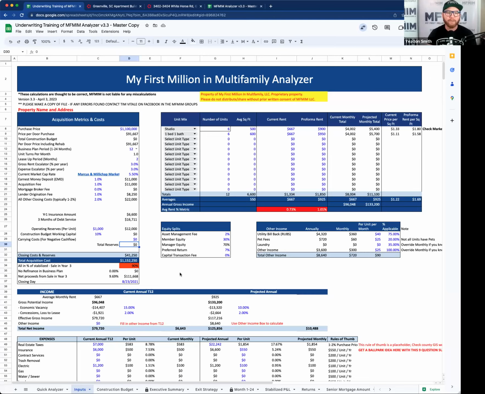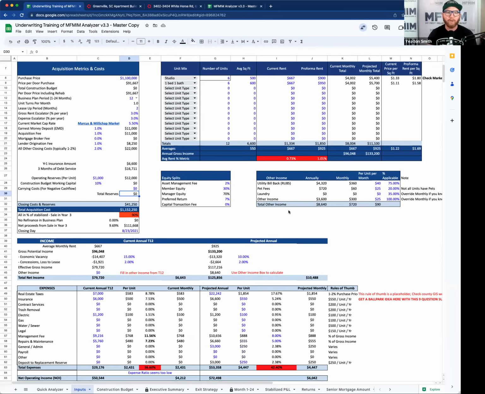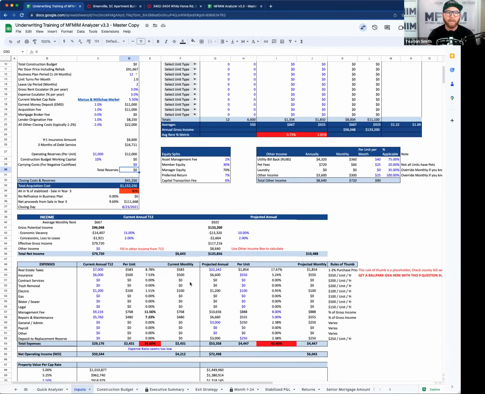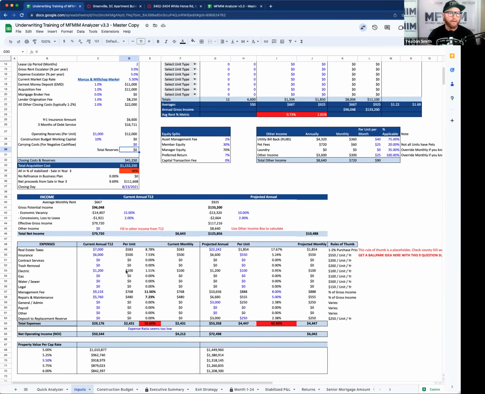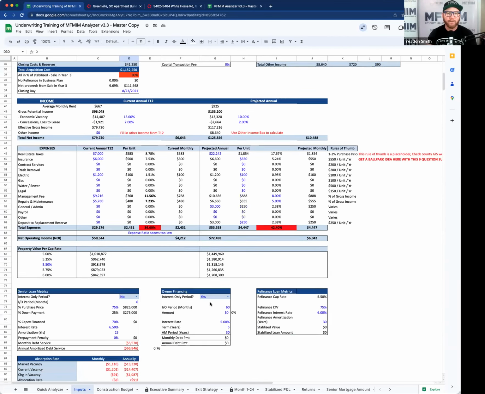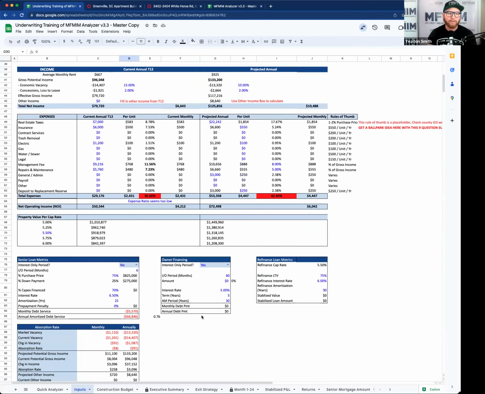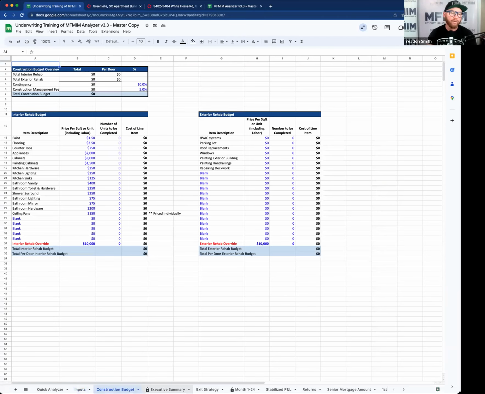So we got the purchase price. We got the rents, other income. We got the equity splits dialed in. We got current numbers. We got projected numbers. We have our loan metrics. We have everything. There's no seller financing on this. So let's look at the construction budget is 0 because everything's already been renovated.